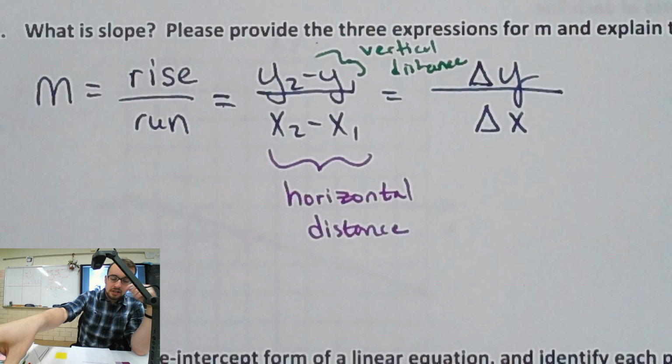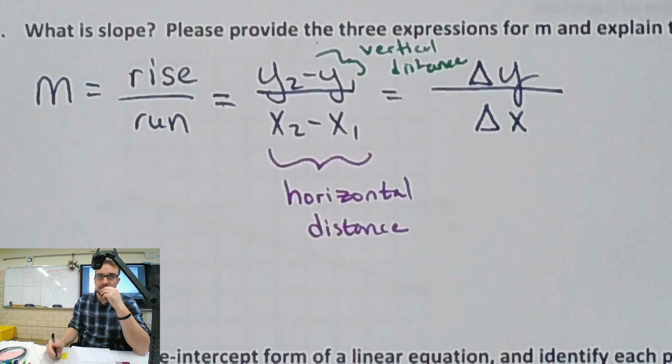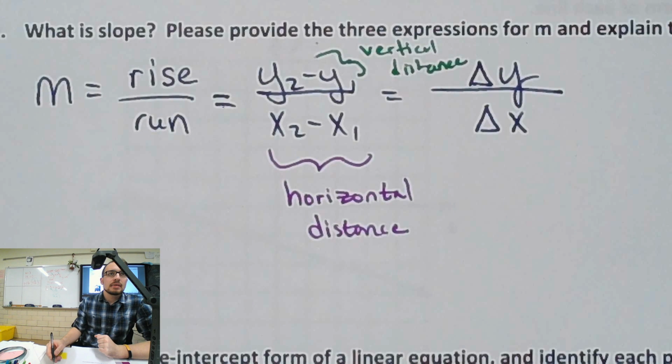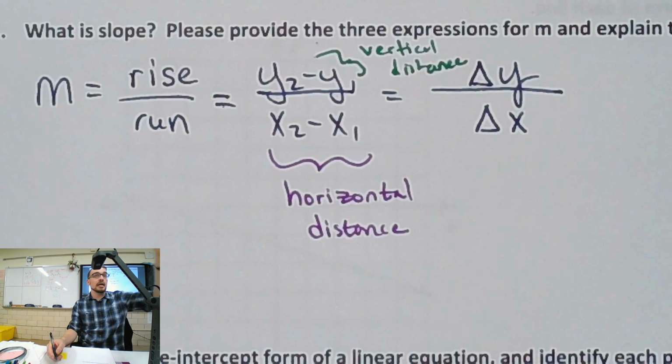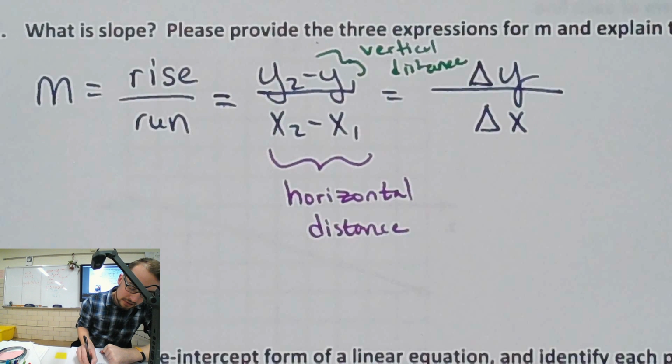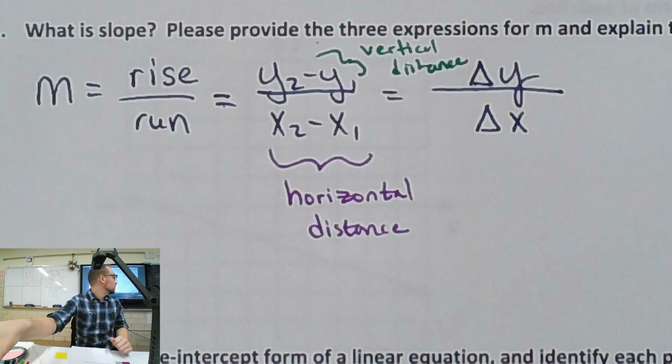Then it says write slope-intercept form of a linear equation and identify the parts. Which one's the slope-intercept form? It's the one with the slope and the intercept, right? M and b, right? So y equals mx plus b. Now we're going to identify each part.